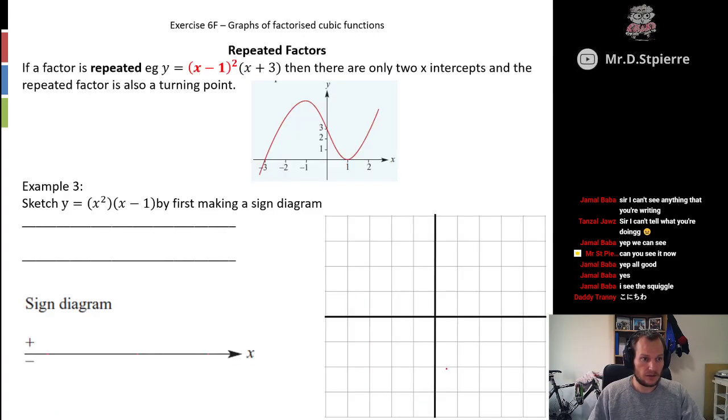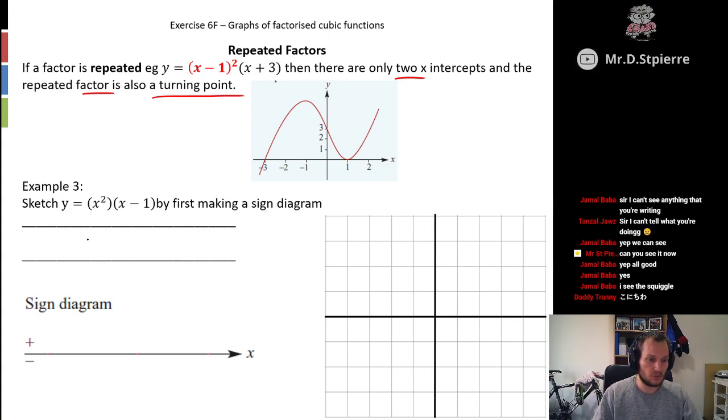Okay, right, and here's a great example. If a factor is repeated, e.g. y equals x minus 1 all squared, x plus 3, then there are only 2 intercepts, and the repeated factor is also a turning point. Sketch y equals x squared, bracket x minus 1 by first making a sign diagram.